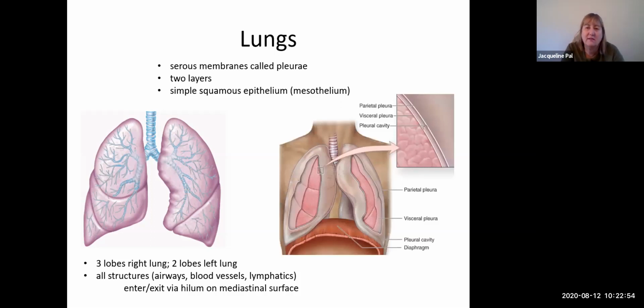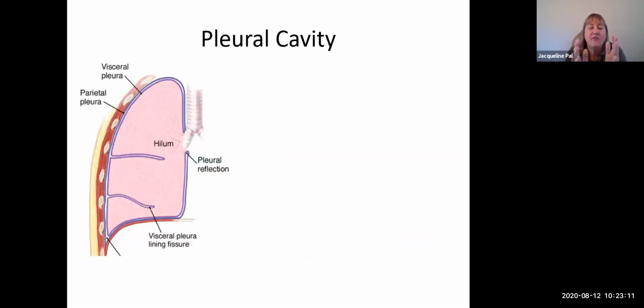Looking at the lungs, they're surrounded by that serous membrane known as the pleura. And of course, this has the two layers like all the serous membranes have. So we have a visceral and parietal pleura. And this is super thin, basically. It's a simple squamous epithelium. And the pleural cavity is the space between the two layers.